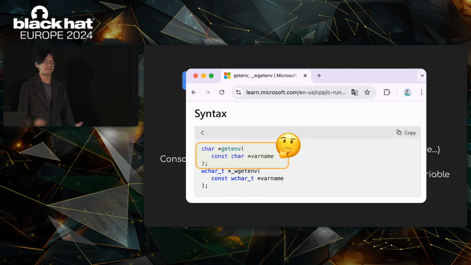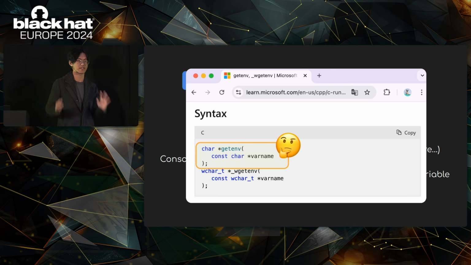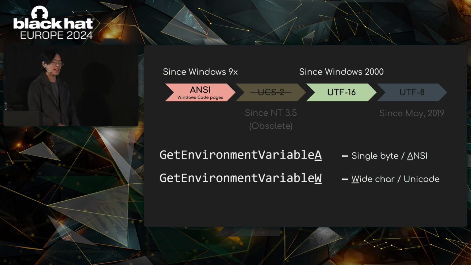But that's all not really Windows stuff. Let's get back to the real Windows stuff and take a look at the Windows API. We actually have two different ways to retrieve the environment variable: one is GetEnvironmentVariableA, and the other is GetEnvironmentVariableW. The A one is the ANSI format, and the W one is the wide character format, and you will get the data in the Unicode format.